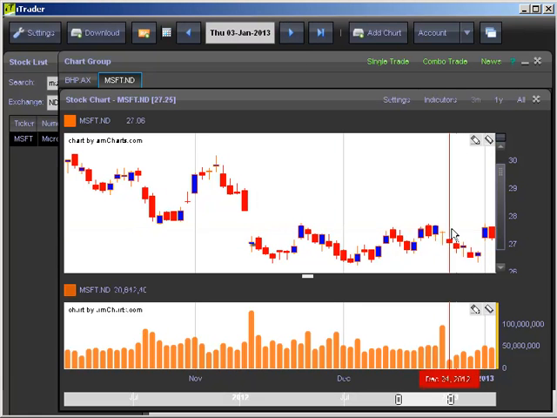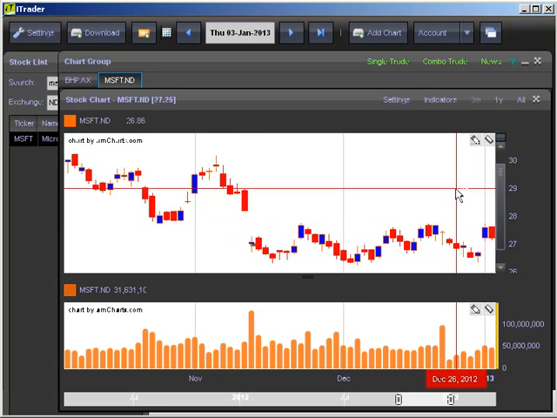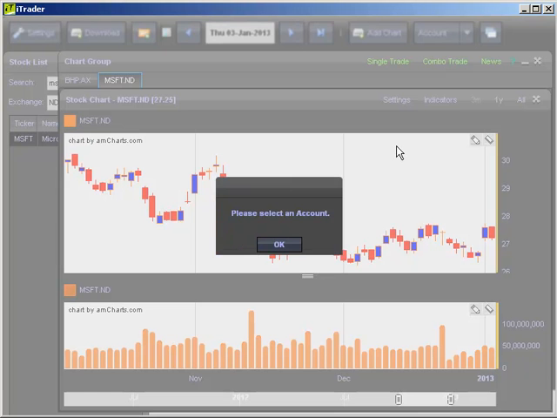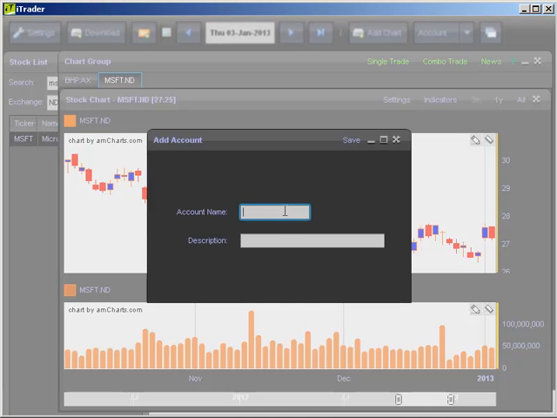Okay, so it looks like it is really going to channel between these ranges here. So let's just use this as an entry point. We'll go and buy this stock and rent it out and see how we go with the trade here. Now to do that, as I say, all we do is select the combo trade button. But before we do that, we have to go and add an account, which I'll do.